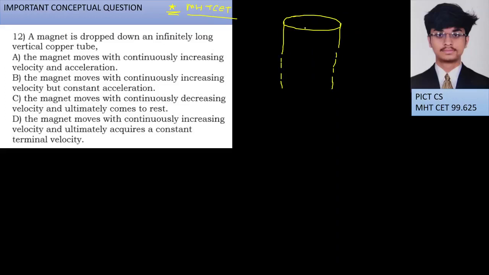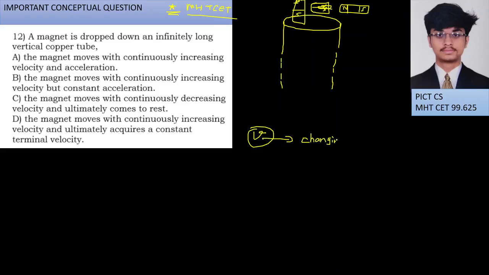Alright, and we have a magnet dropped. It has north south. Maybe it is dropped like this, or in the perpendicular manner, north south. What the question is, if we drop a magnet, it will gain some velocity v, which will be continuously changing.